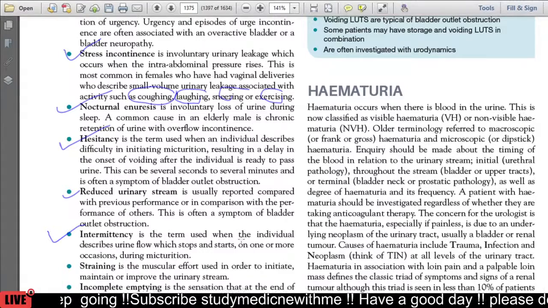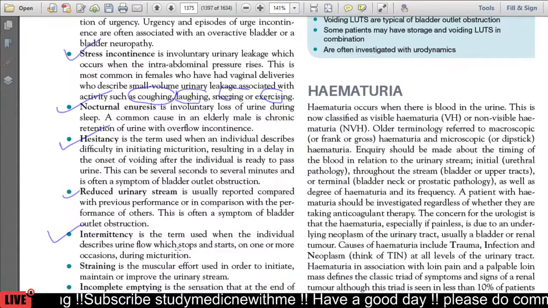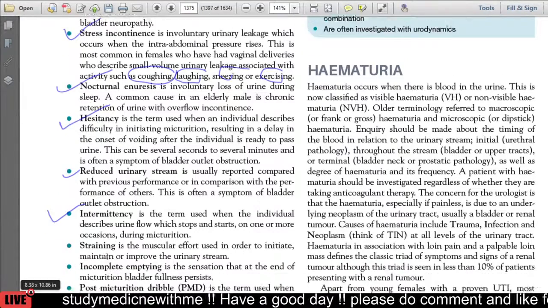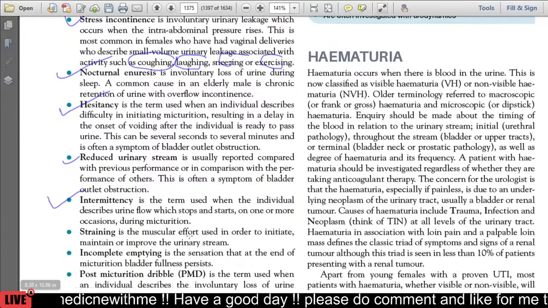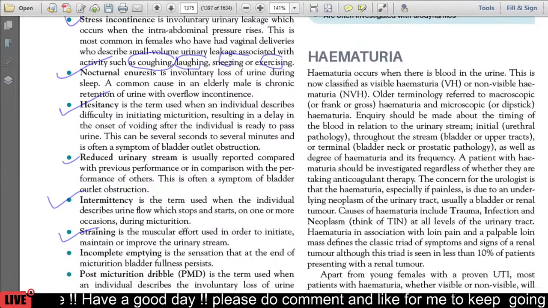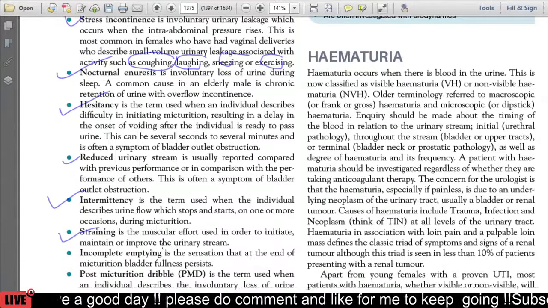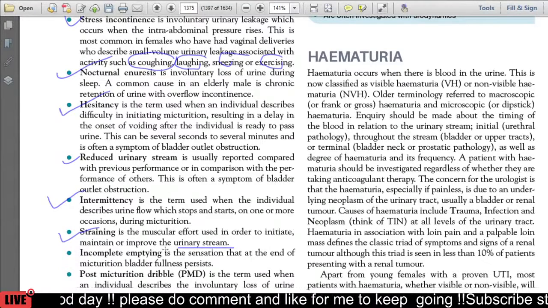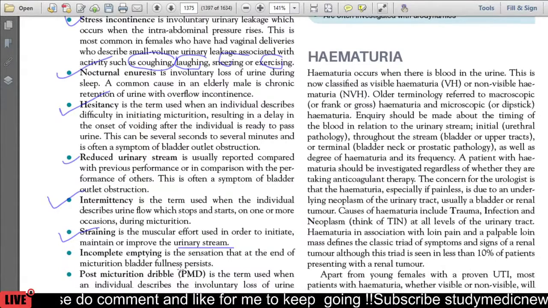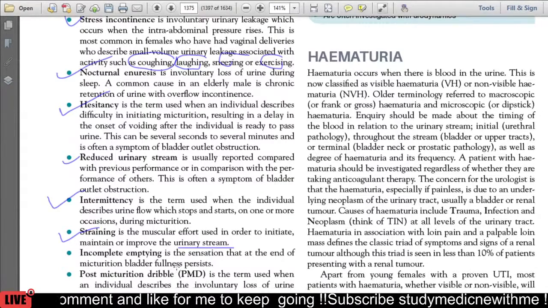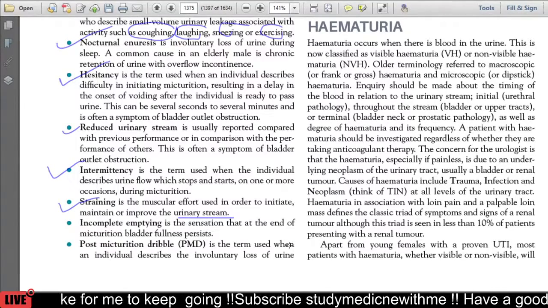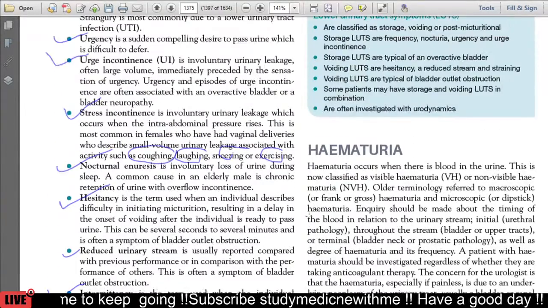Intermittency is the term used when the individual describes urine flow which stops and starts on one or more occasions during micturition. Straining is the muscular effort used to initiate, maintain or improve the urinary stream. Incomplete emptying is the sensation that bladder fullness persists after micturition. Post-micturition dribble is involuntary loss of urine shortly after finishing micturition.